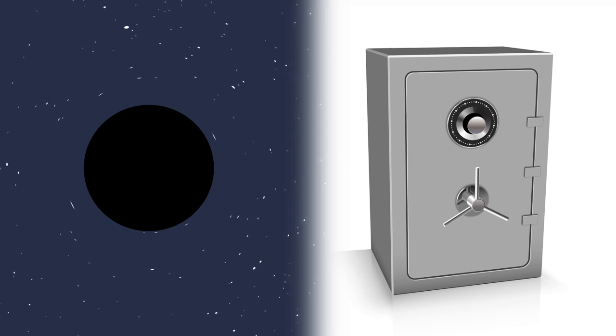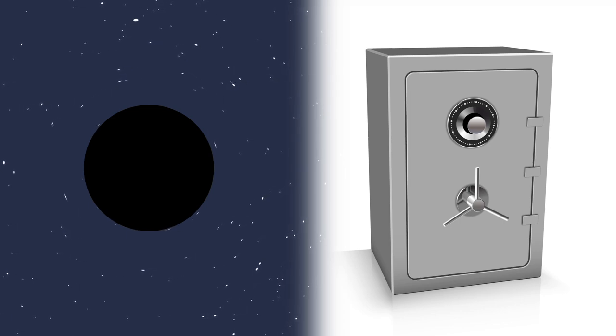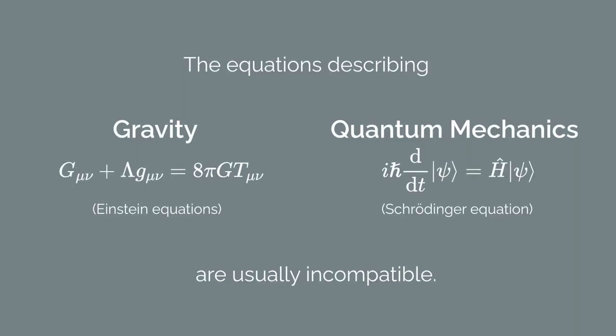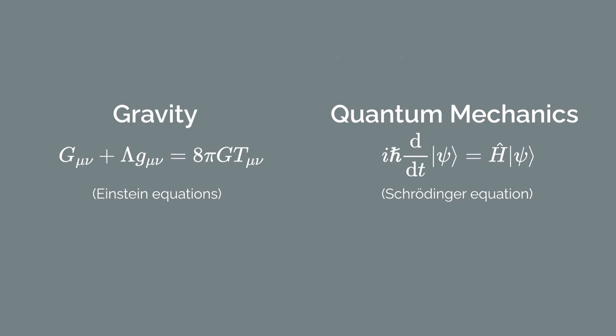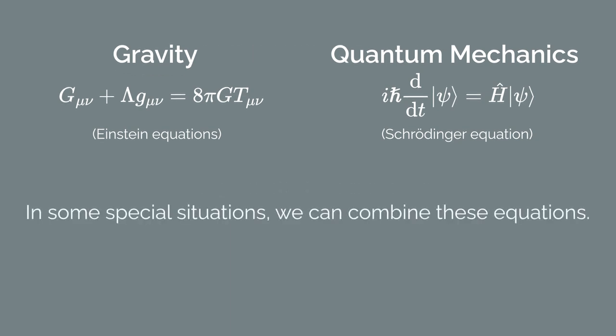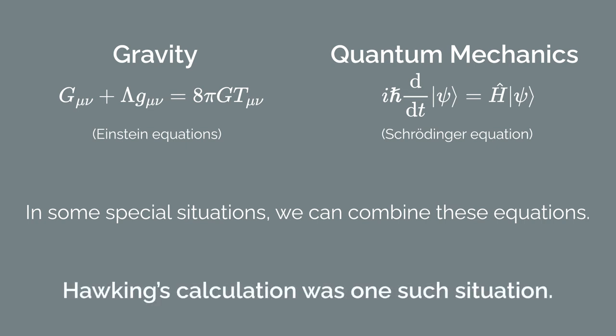Really though, physicists don't take this idea very seriously. You may have heard that we don't know how to combine the equations that describe quantum mechanics with the ones that describe gravity. And this is true, but only up to a point. There are certain situations where we can combine the equations, and we'll get accurate predictions. The calculation that Hawking did, which showed that Hawking radiation is emitted by black holes, exploited this fact.